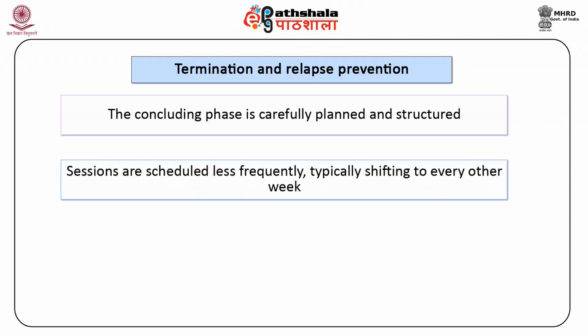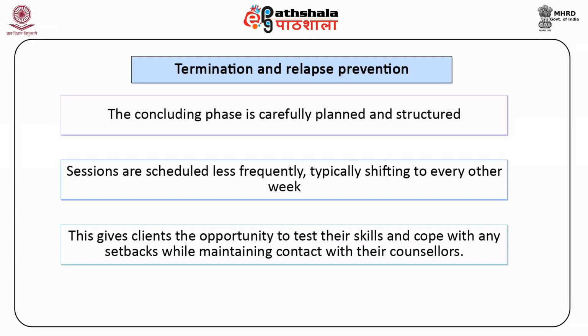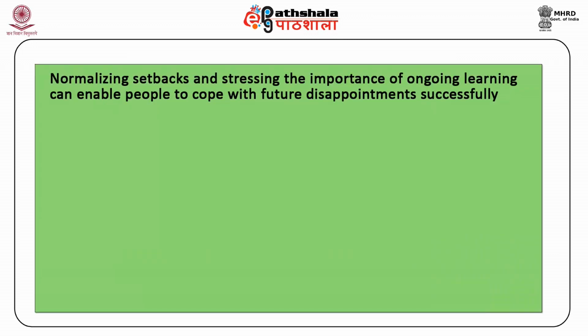Sessions are scheduled less frequently, typically shifting to every other week, then to once a month, then to every 3 months for at least a year. This gives clients the opportunity to test their skills and cope with any setbacks while maintaining contact with their counselors. Normalizing setbacks and stressing the importance of ongoing learning can enable people to cope with future disappointments successfully.